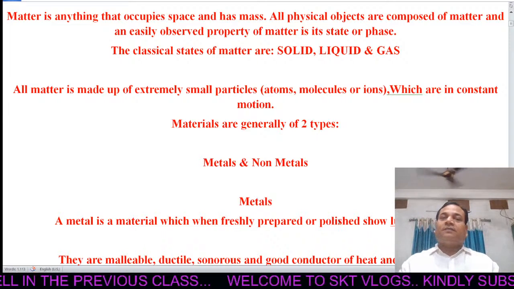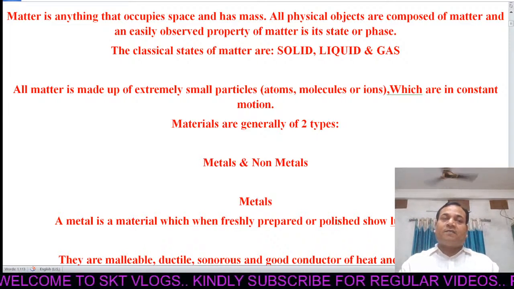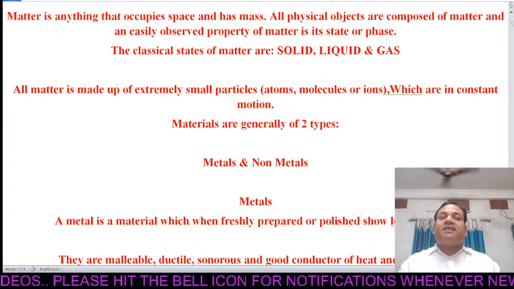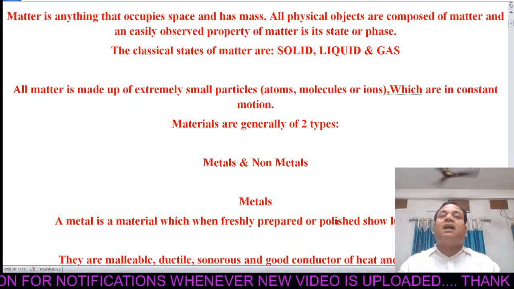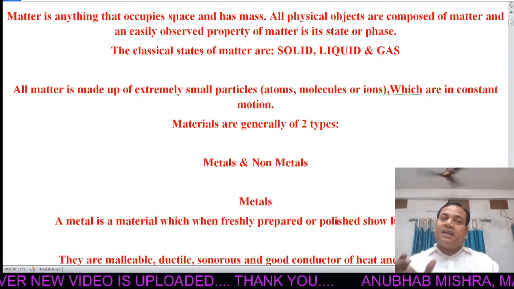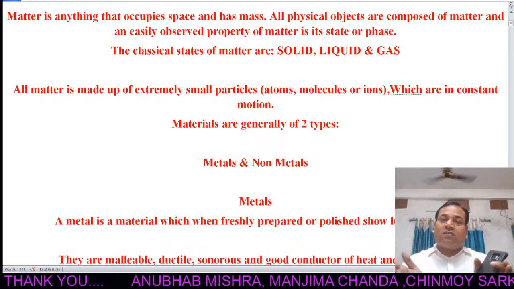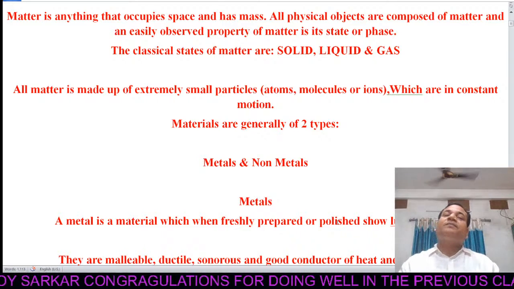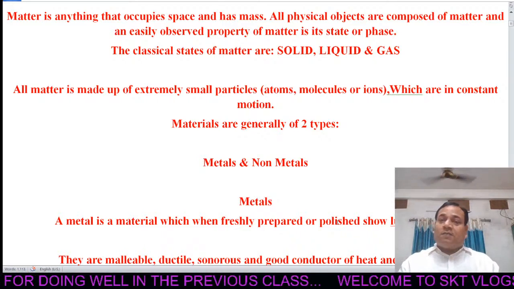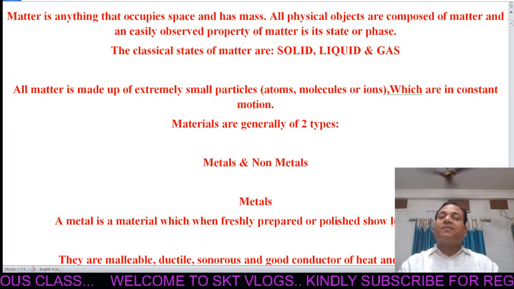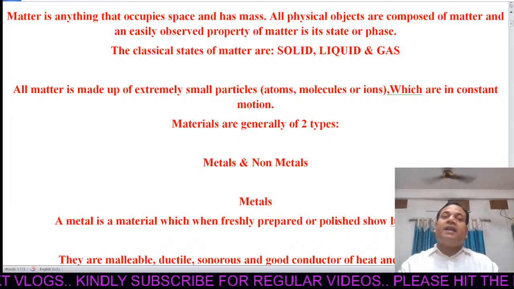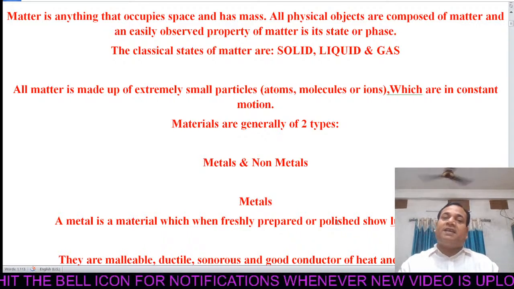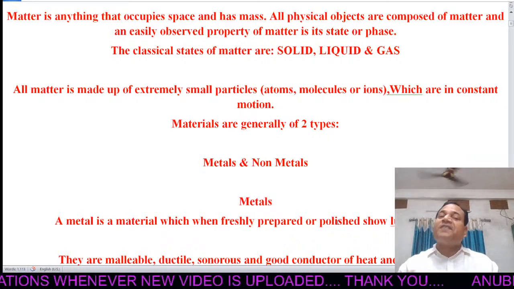What is matter? Question arises, what is matter? Matter is anything that occupies space and has mass. यानी मैटर होने के लिए दो चीज होना चाहिए, एक कि वो स्पेस को कैप्चर करे, कवर करे, और उसका मास होना चाहिए. All physical objects are composed of matter, and an easily observed property of matter is its state or phase.